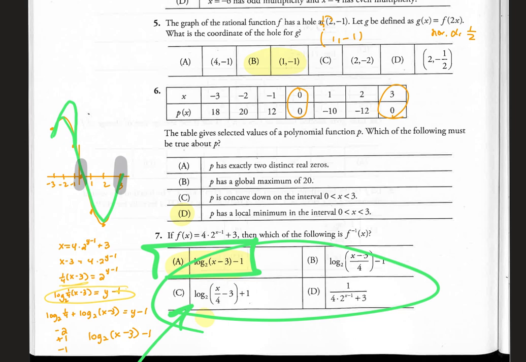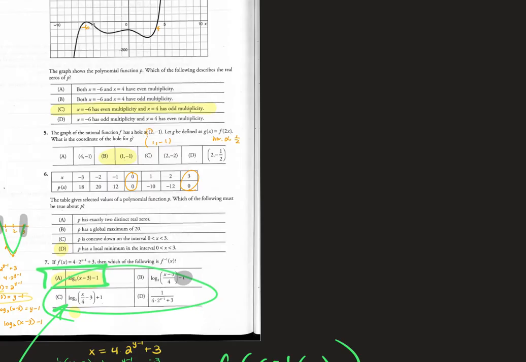When you got the original answer, okay, 5 says the graph of the rational function has a hole at 2, negative 1. Okay, then it says if f is 2 of x. This is talking about transformations, right? If they're multiplying something inside the parentheses, what kind of transformation is that? It's a horizontal dilation, right? Dilation by a half.